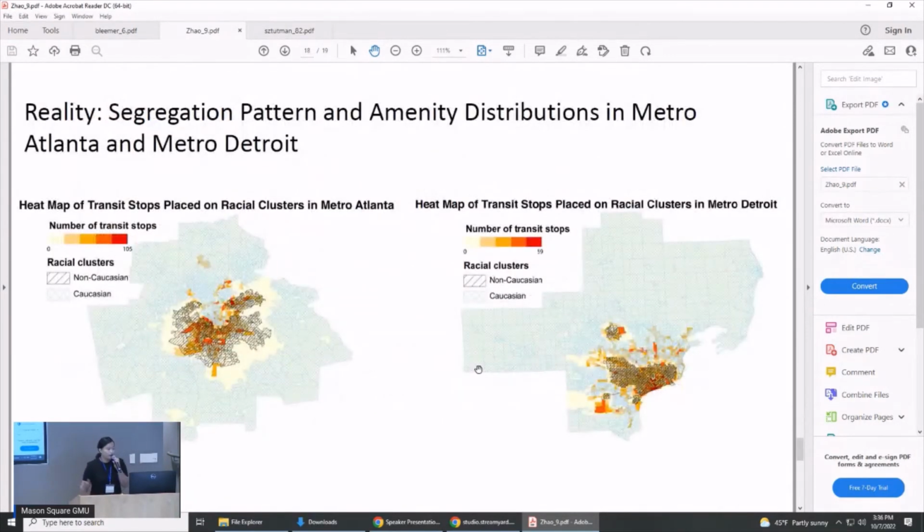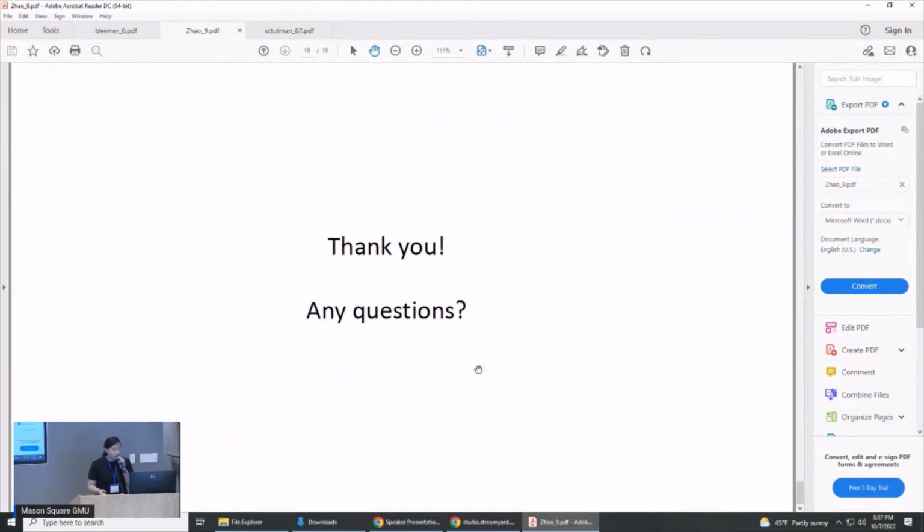And so if you are interested in what happens in reality, we also find some similar configurations in Metro Atlanta and Metro Detroit, where we can see urbanized segregation and the minority cluster, which is in black shades. They are concentrated in areas with high concentrations of public transit.